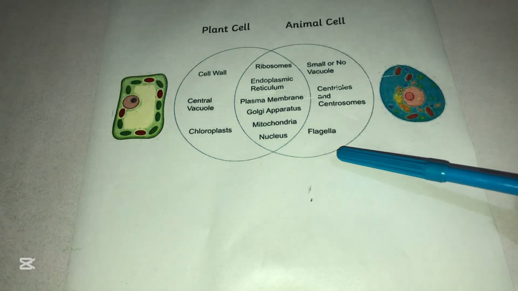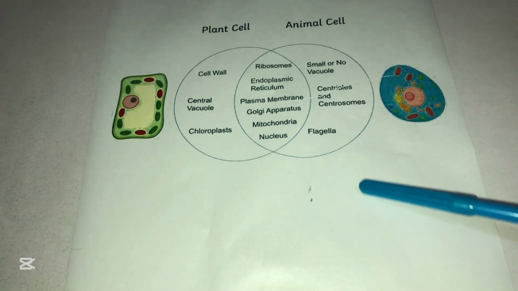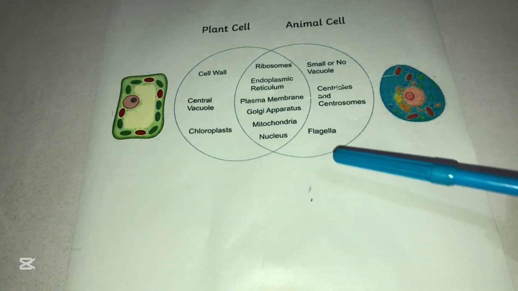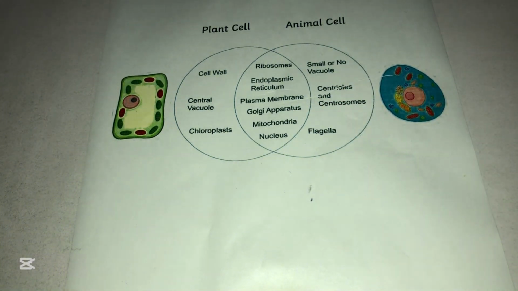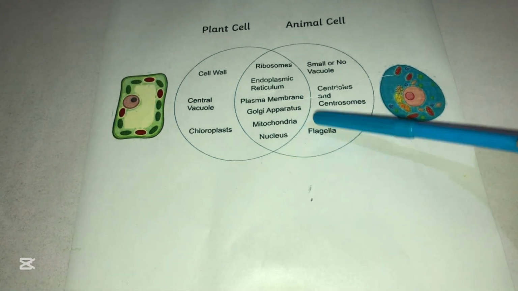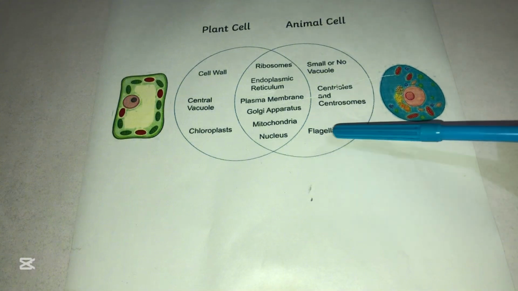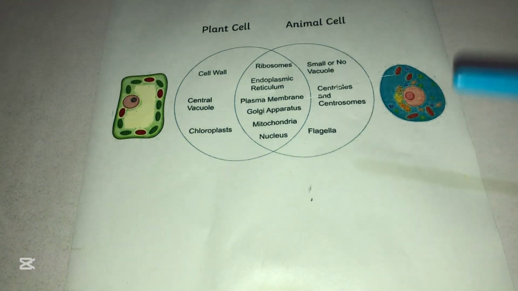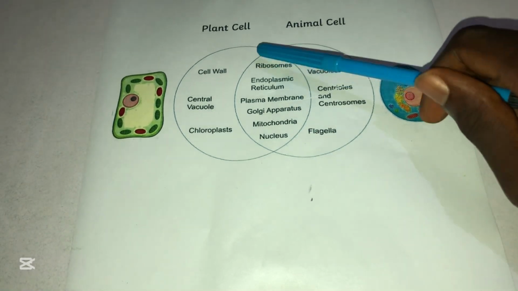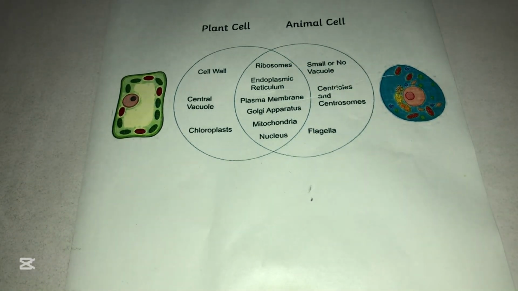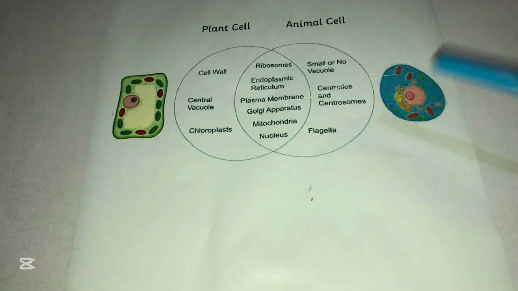While the rough ER, as the name suggests, has ribosomes scattered throughout it, and this rough ER synthesizes proteins because ribosomes synthesize proteins. So it helps the ribosomes to synthesize proteins, and it also helps in the transport of these proteins out of the cell. Then we have the ribosomes. The ribosomes make proteins. So both plant and animal cells have ribosomes because both plant and animal cells make proteins.